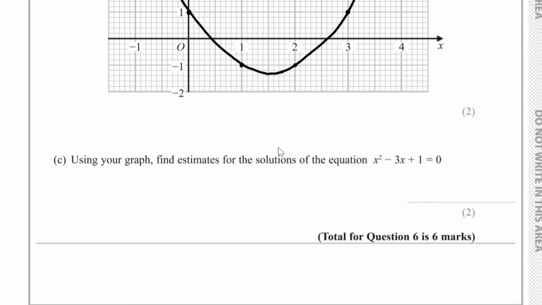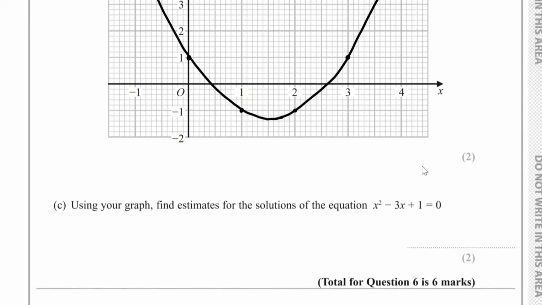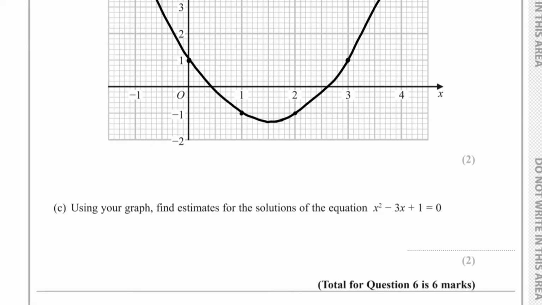And then for part C, using the graph we have to find estimates for the solutions of the equation x squared minus 3x plus 1 equals 0. Well, we can see the graph crosses the x-axis here and here. We've got x equals 0.4, and we also have x equals 2.6.